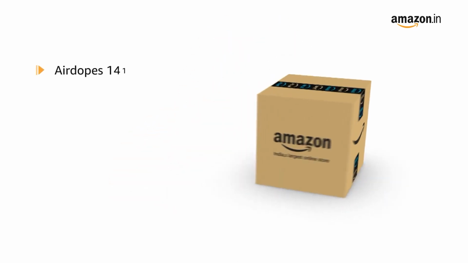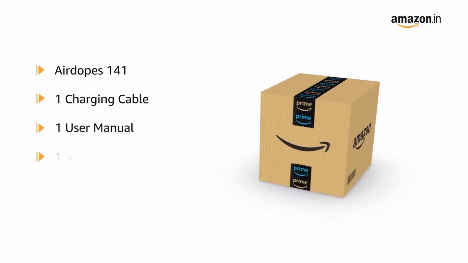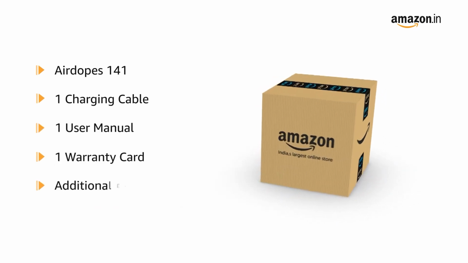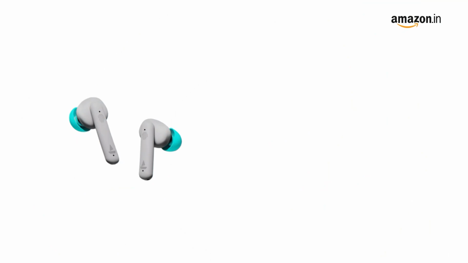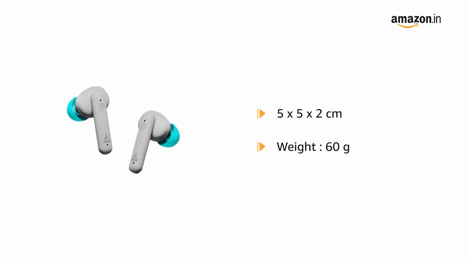The box includes Airdopes 141, charging cable, user manual, warranty card, and additional earbuds. The dimension of the product is 5 × 5 × 2 cm and weighs 60 grams.